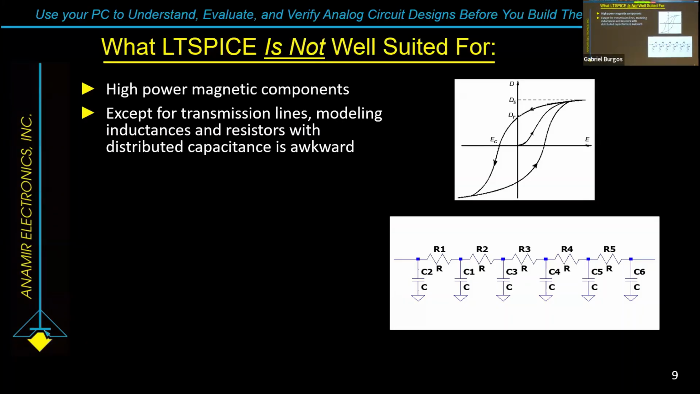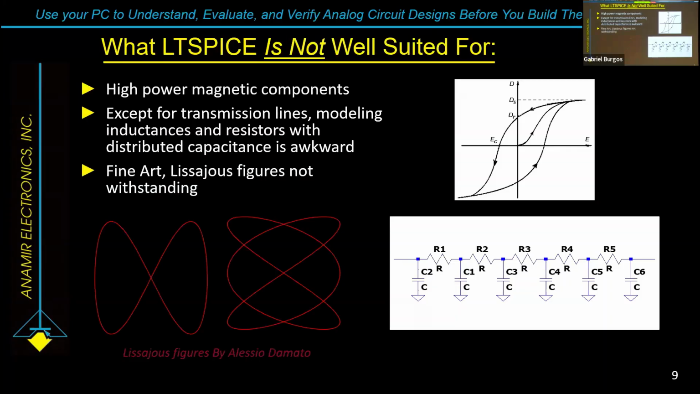Except for transmission lines, modeling inductors and resistors, you have to make distributed models by stringing together a bunch of smaller resistors or smaller capacitors, if you're doing a resistor capacitance distributed network. So it's not the best for that. And I have to say, it's not good for fine art. Although you can make the Sejuz figures with LTSpice, you can actually make these drawings if you want. So that can be interesting if you have nothing else to do.